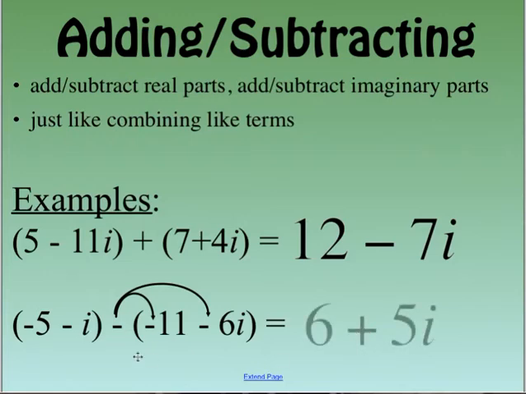So it's just like combining like terms. You only add the numbers together that don't have an i, and then you add or subtract the numbers that do have an i together.